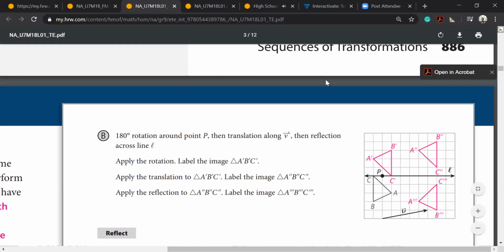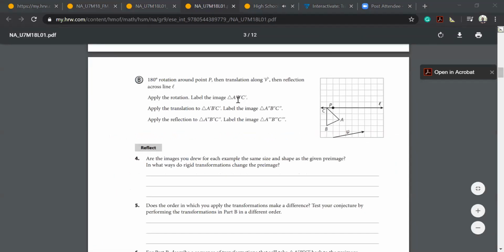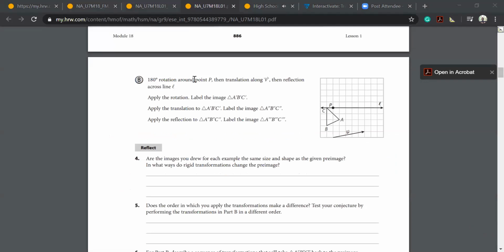Okay? Okay. For the first question that we have in reflect, let's read the question. Are the image you drew for each example the same size and shape as the given pre-image? What do you think? Of course, yes, all of them are the same size and shape. Why? Because this is what? Because this is a rigid transformation.